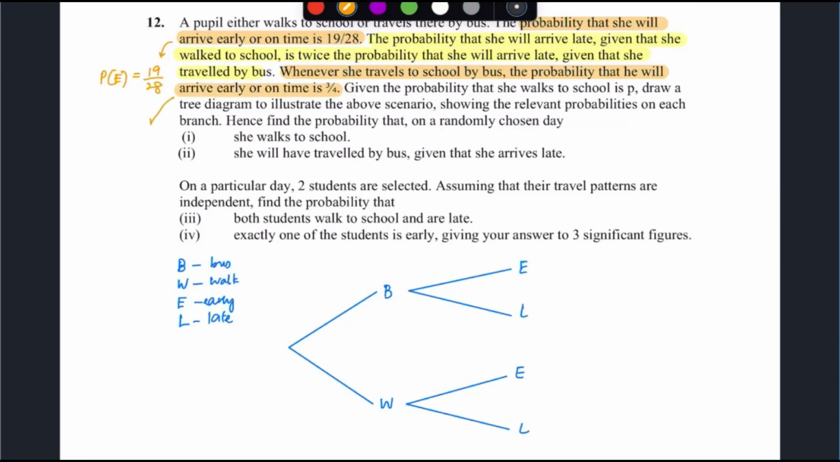So if she travels by bus, the probability that she will arrive early given that she travels by bus is 3 over 4, correct? Because this is a conditional probability, given that she travels by bus, the probability that she is early is 3 over 4.